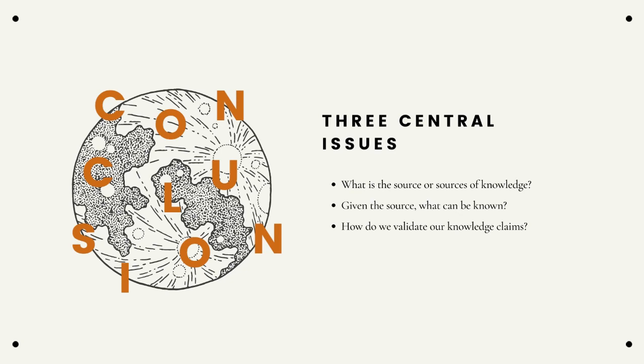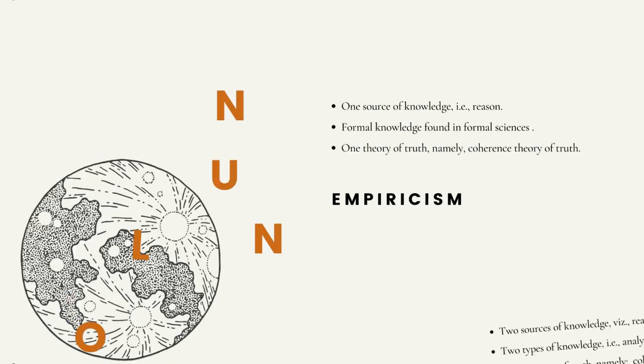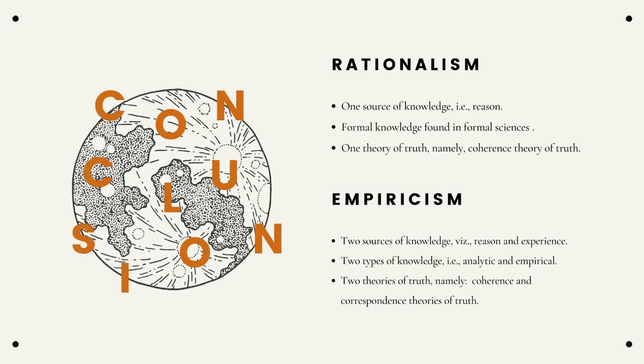Let us once again consider how the rationalists would provide an answer to these three central issues. According to rationalism, there is only one source of knowledge, namely reason. And the type of knowledge the source can guarantee is formal knowledge found in the formal sciences. And the rationalists accept only one theory of truth, and that is the coherence theory of truth. So empiricism again accepts two sources of knowledge that are reason and experience, and therefore has two types of knowledge, the analytic or formal and the empirical, which can be verified using two theories of truth, namely the coherence and correspondence theories of truth.